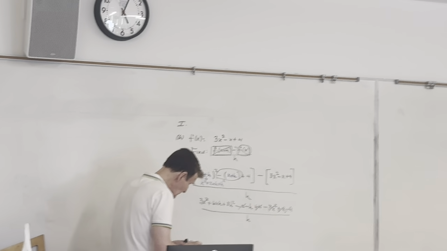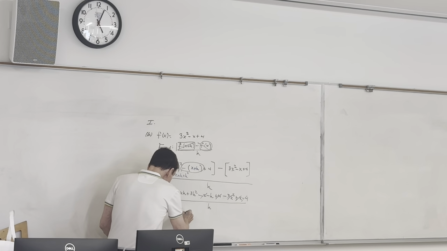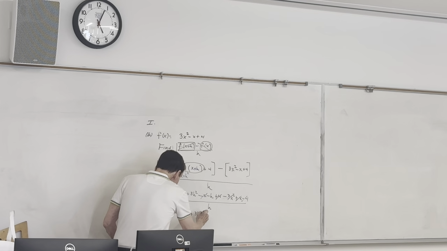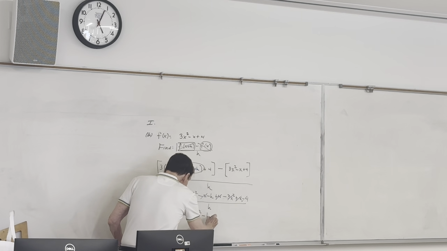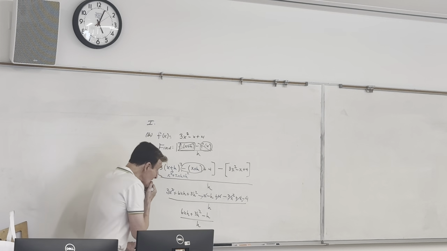Guys, that leaves me at this point, let me copy it down. It leaves me at this point, these terms, everything else cancels. 6xh plus 3h squared minus h, still over h. You guys agree?